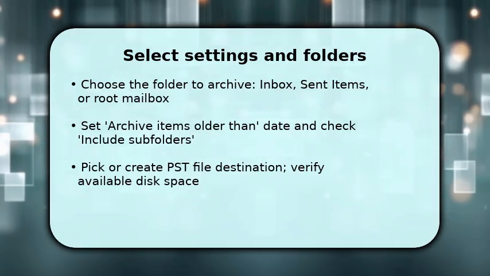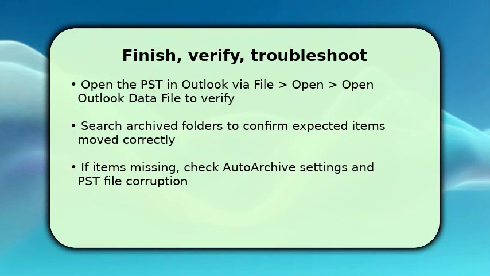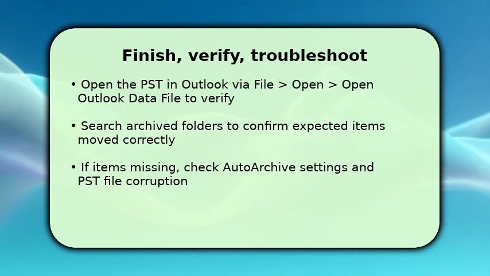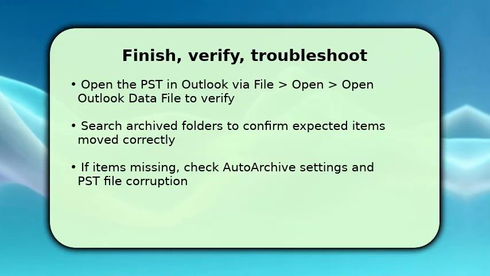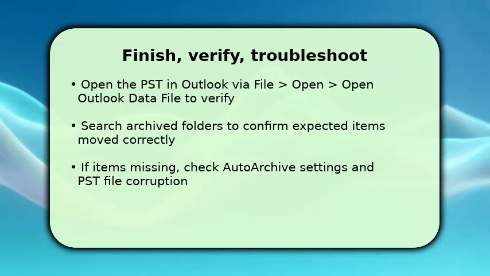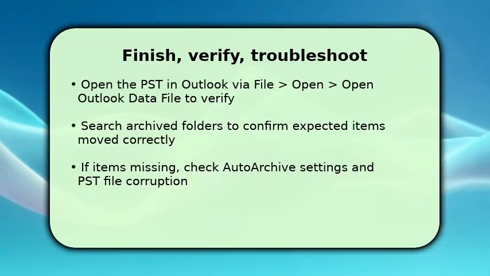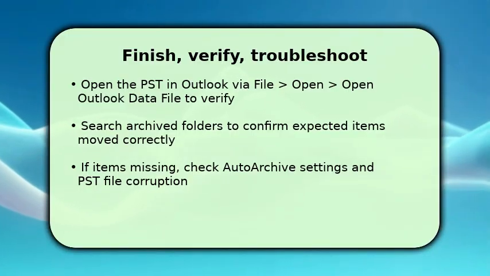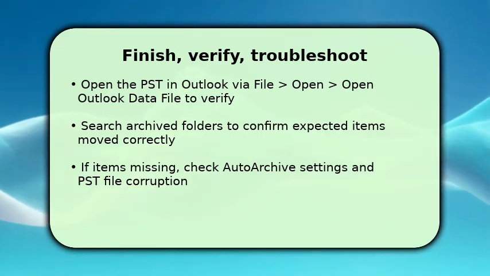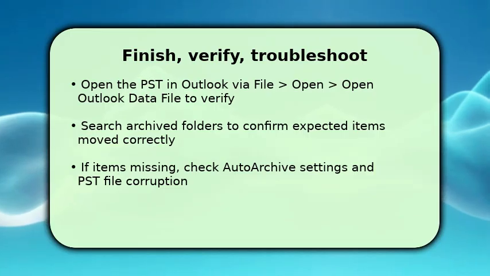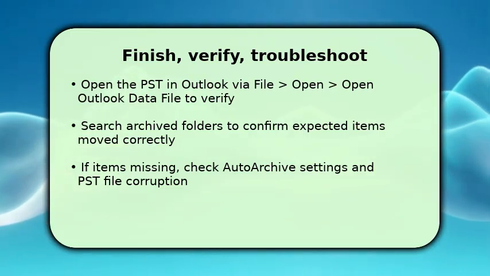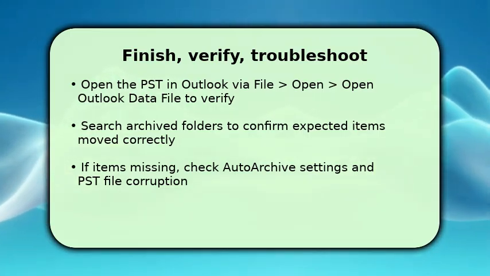When archiving completes, you open the newly created PSD from File, then open Outlook Data File and inspect folders to confirm messages are present. Make sure search works and spot check several message dates so you know the correct items moved. If something went wrong, first check Auto Archive settings and your chosen date, then run Scan PSD on the PSD file to repair corruption. Finally, if you still have gaps, restore from the backup you made and repeat the process with adjusted settings.